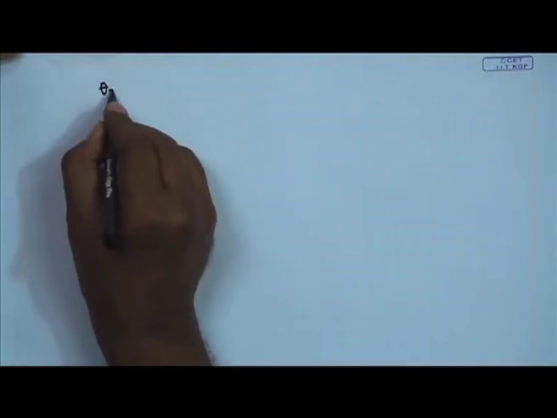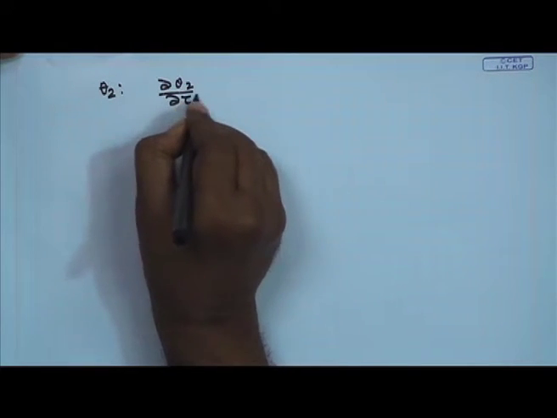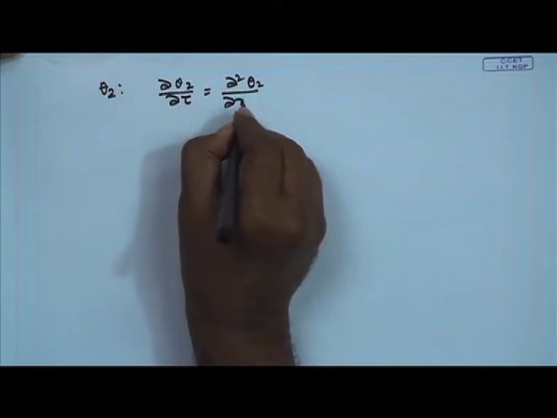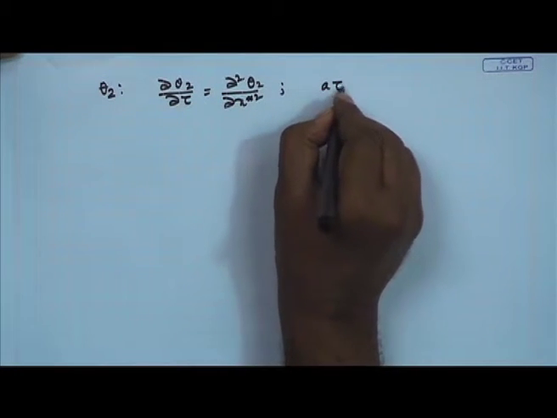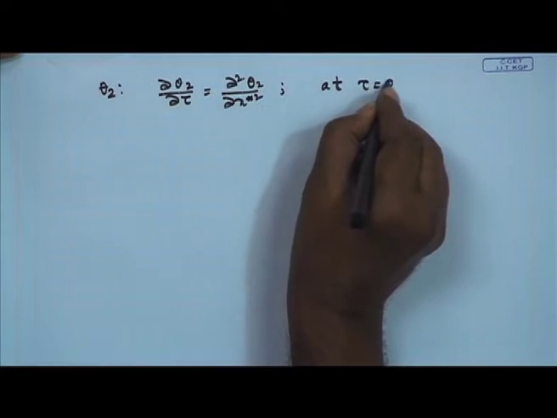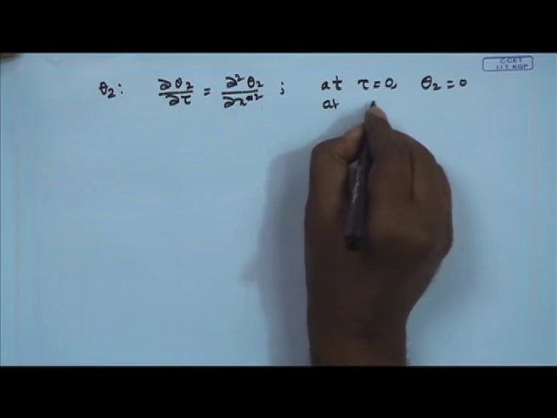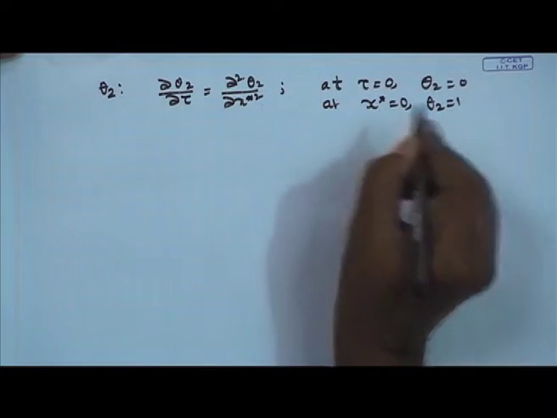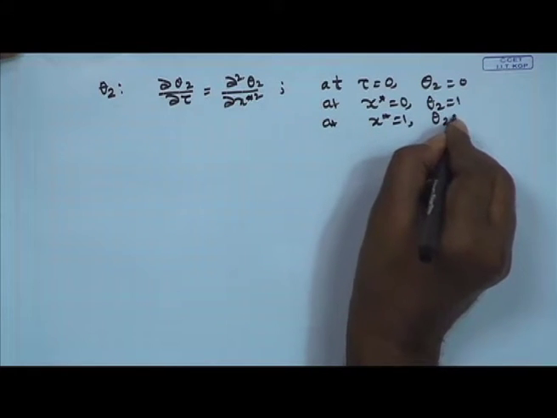So let us look into the second sub problem, theta 2, where del theta 2 del tau is equal to del square theta 2 del x star square. At tau is equal to 0, my theta 2 is equal to 0. At x star is equal to 0, my theta 2 is equal to 1, and at x star is equal to 1, my theta 2 is equal to 0.